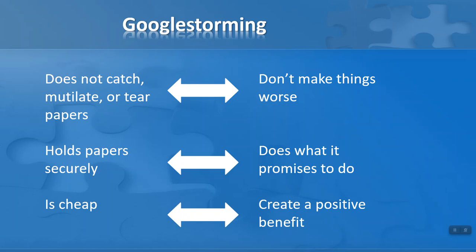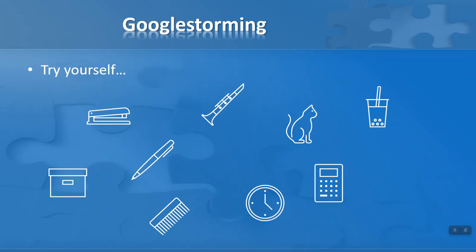So this is by no means a comprehensive list, but it is a list, and it was not hard to come up with. Something like this, for just a few minutes work, might give you some ideas that have been generated completely at random using a search engine. So why not try Googlestorming yourself? Any everyday item like a stapler or a box or a pen or a comb, a watch, and so on.